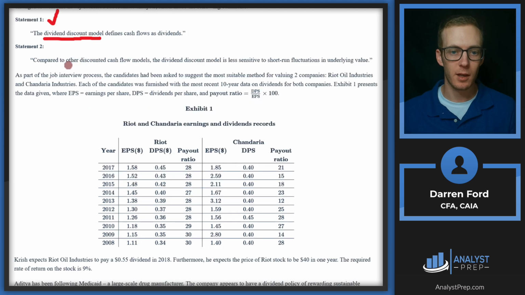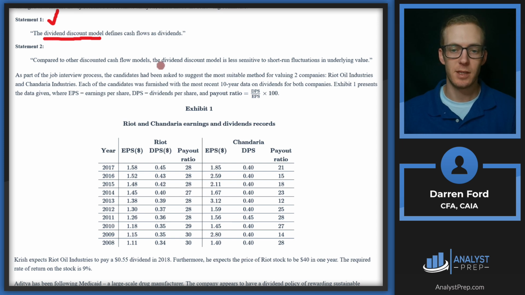Statement 2, compared to other discounted cash flow models, the dividend discount model is less sensitive to short-term fluctuations in the underlying value. This is also going to be a correct answer. And so the reason for that is companies really do not like cutting their dividends. So they'll typically keep their dividend amount stable and the payout ratio stable as well. And companies that are paying out dividends are generally just more stable companies.